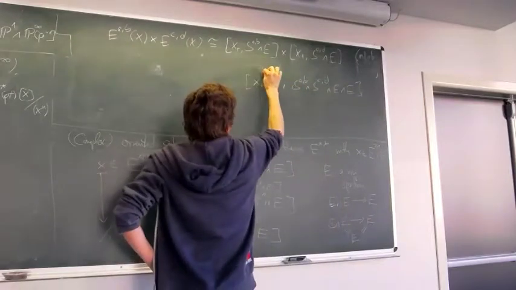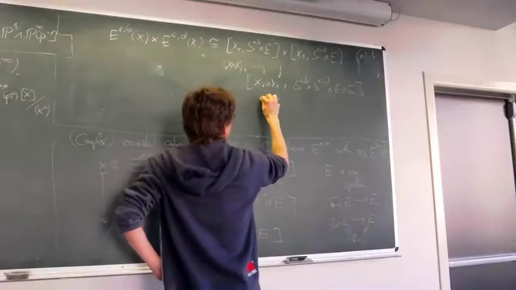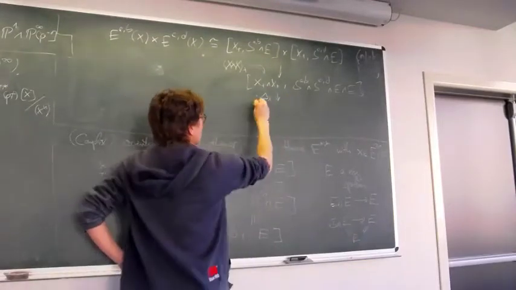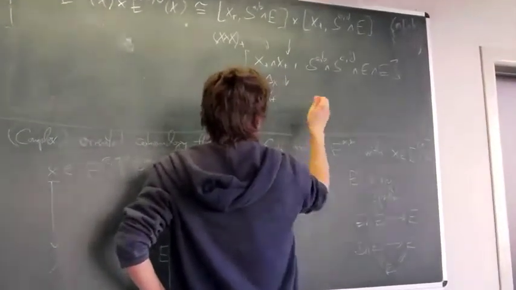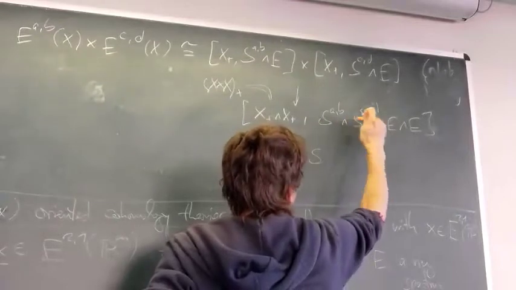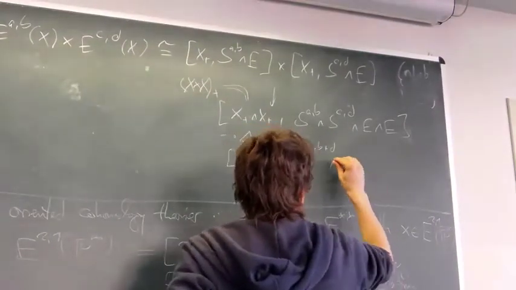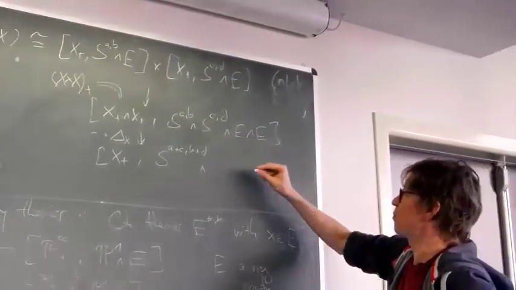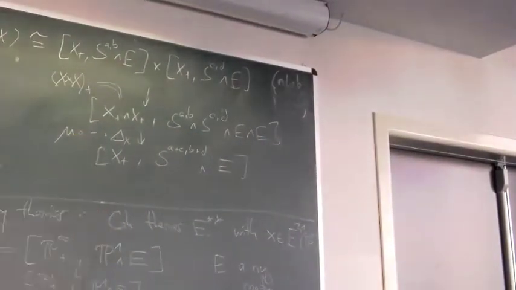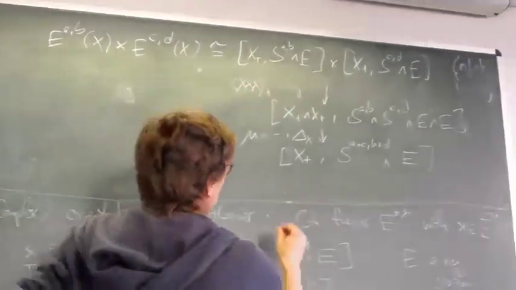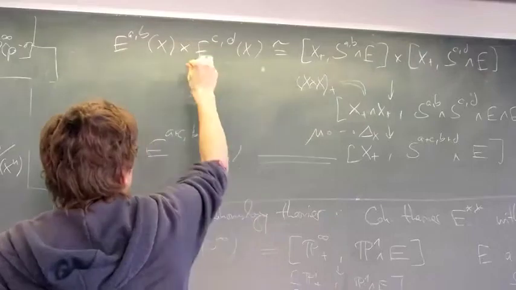Now this one here, remember, is X cross X plus. And I can precompose with the diagonal of X, just reduce it back to one copy of X. And here, I can just put all of these spheres together. The smash just adds up the numbers. And here's my multiplication of the ring spectrum that finds my product. And now I'm back where I want it to be. It's E^{A+C, B+D}(X), and that's what a graded ring spectrum is.